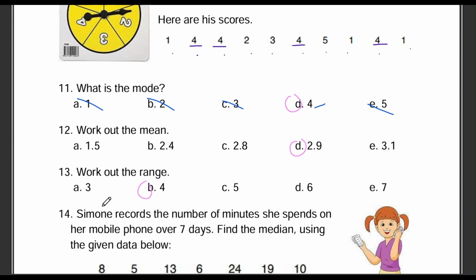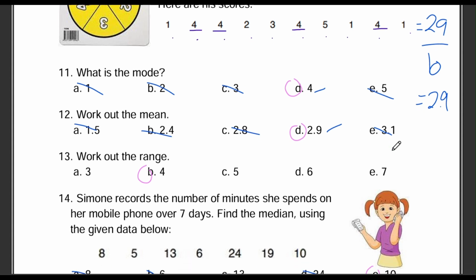Question 12. Let's work out the mean of the same scores. 1, 4, 4, 2, 3, 4, 5, 1, 4, 1. Is the mean 1.5, 2.4, 2.8, 2.9, or 3.1? The correct answer is D, 2.9. To find the mean, we add up all the numbers and then divide by the number of scores. The sum of the numbers is 29, and there are 10 scores. So 29 divided by 10 is 2.9. As for the other options, 1.5 and 2.4 are too low. 2.8 is close but not quite right, and 3.1 is too high.